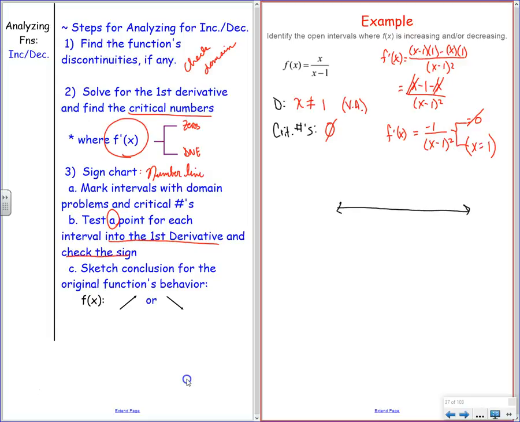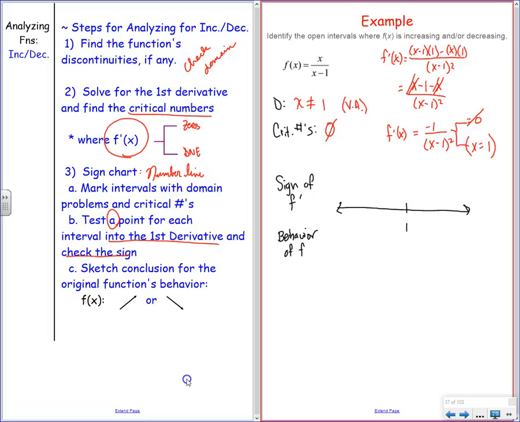How a sign chart works is we're trying to figure out... The only value we're going to put on is 1. It's the only number that I got from my critical numbers in my domain.